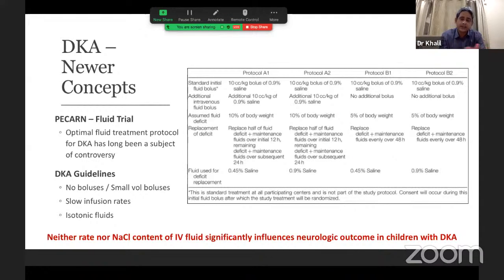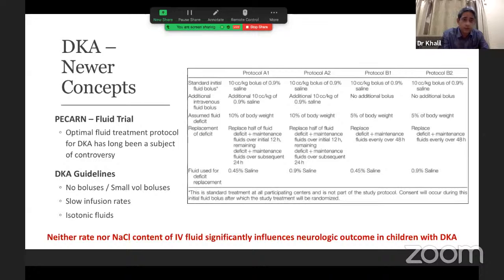And again, in these categories, the normal saline and half normal saline categories, they were categorized to receive fluid at a fast rate and at a slow rate. So the endpoint they looked at was the drop in GCS score during an hour in the first 48 hours of management.